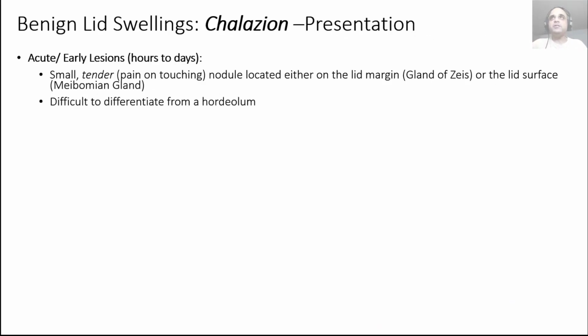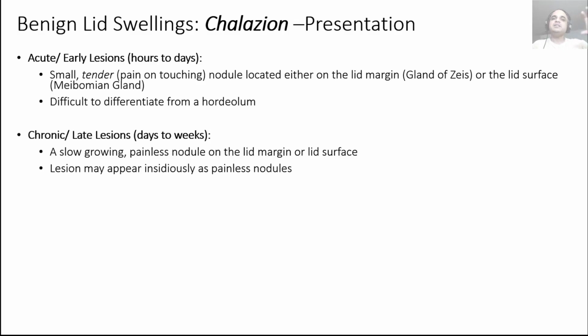The presentation of a chalazion usually depends upon when the patient presents. If a patient is presenting within hours to a couple of days, it's usually a small tender nodule. Tender would mean that when you touch it, it's painful, otherwise it's not. So it's a small tender nodule located on the lid margin if it's the gland of Zeiss that's involved, or on the lid surface if it's the meibomian gland that's involved. And at times it's very difficult to differentiate it from a hordeolum, especially if it's a gland of Zeiss that is involved.